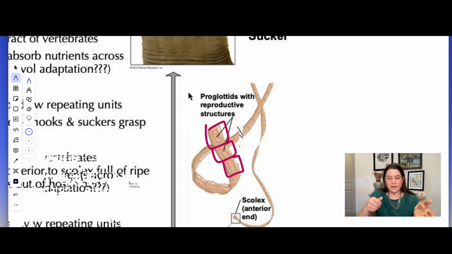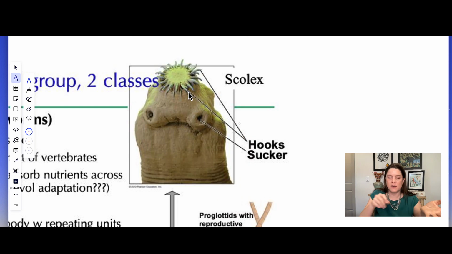So some people will be like, oh, if I just pull this out, I'll get the worm out. But it actually just breaks the body because it's anchored in there, and it would continue growing. So you need to get medicine for treatment for tapeworms.